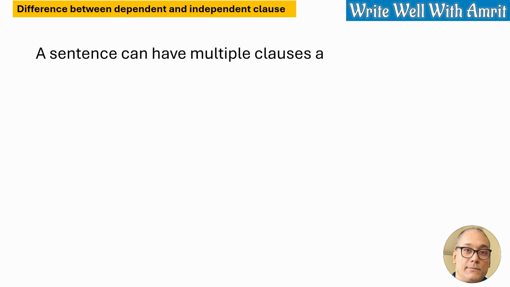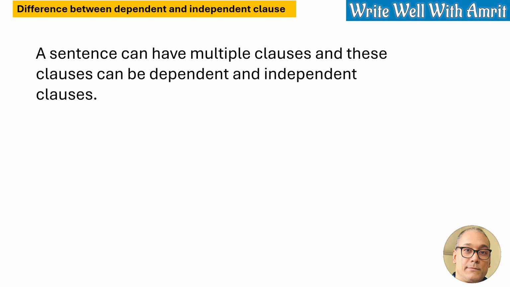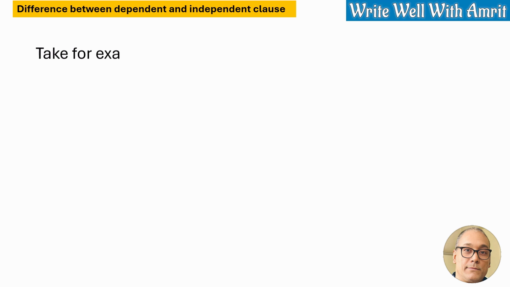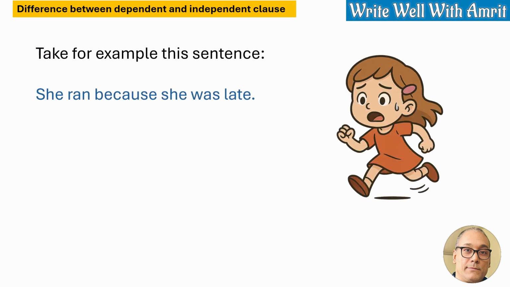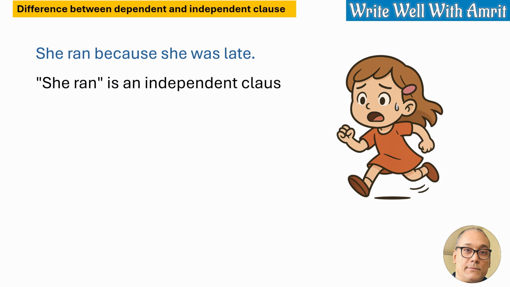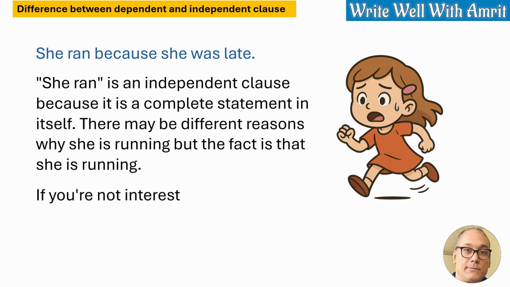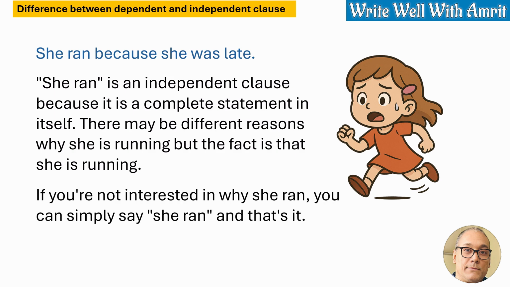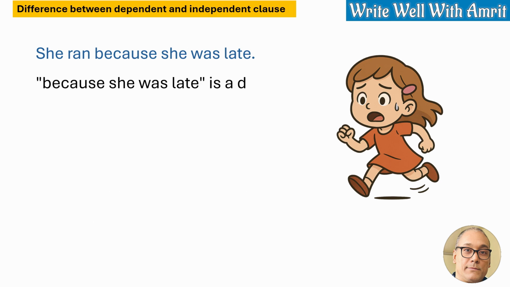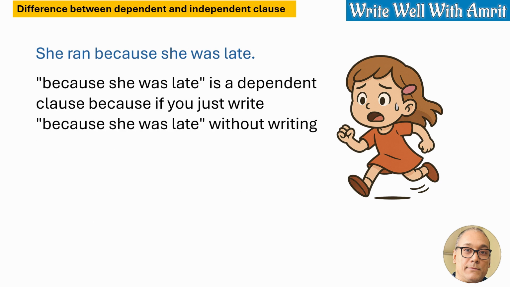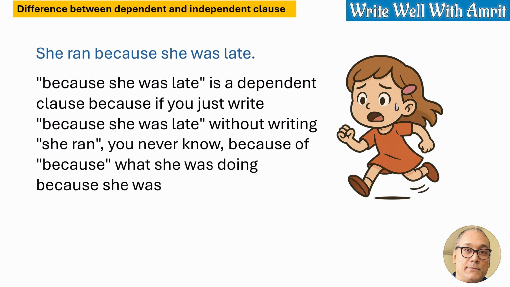A sentence can have multiple clauses, and these clauses can be dependent and independent clauses. Take for example this sentence. She ran because she was late. She ran is an independent clause because it is a complete statement in itself. There may be different reasons why she is running, but the fact is that she is running. If you are not interested in why she is running, you can simply say she ran, and that's it. Because she was late is a dependent clause because if you just write because she was late without writing she ran, you never know what she was doing because she was late.